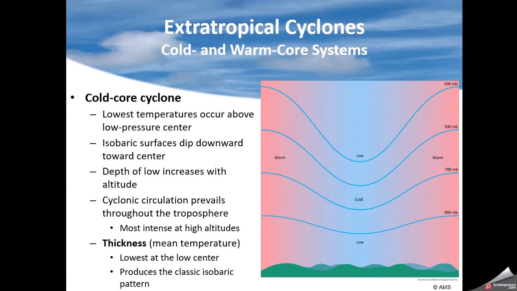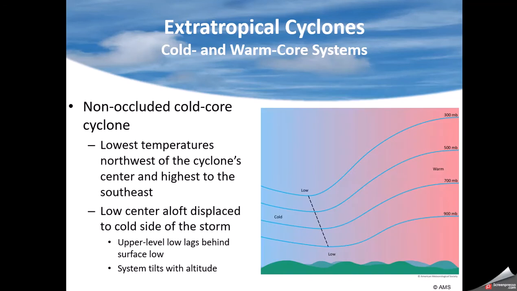So, cold core systems, which is what the extratropical cyclones are. Temperatures are going to drop with height. They get colder and colder the further you go up. And because they're denser, the pressure changes very quickly, so you wind up with low pressure aloft as well. And when they're not that strong, maybe they tilt back to the northwest.